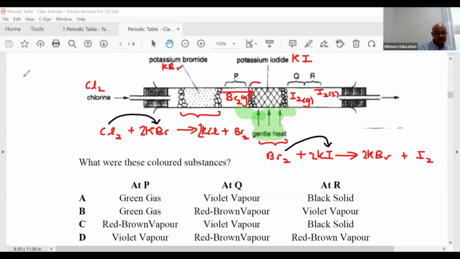Let's finish up here. Okay, what is at P? All right, at P, we have Br2 in gaseous state. It is reddish brown. The answer is C, because that's the only one that gives me reddish brown. I just want to confirm my answer.